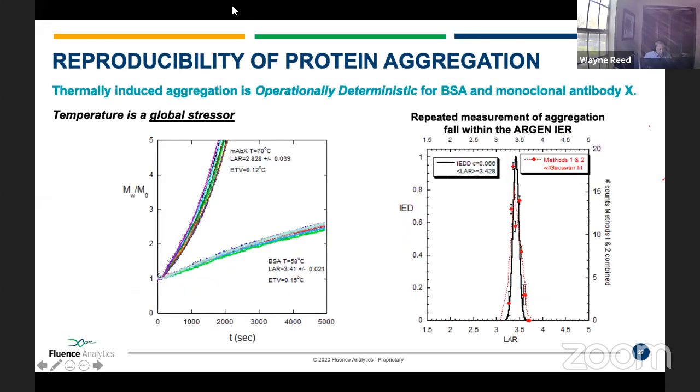There we do it. Okay. On the left-hand side, we're looking again at the normalized molecular weight as a function of time. The lower one is BSA at 58°C. The upper one is another monoclonal antibody at 70°C. What you can see is they're very tightly packed for each group. On the right-hand side, the black Gaussian again is the inherent instrument distribution. The results are summed up from, I think, 80 different measurements, and you can see the distribution does indeed fall on the width of the instrument. So within the limitations of the instrument, temperature aggregation for both of these proteins is deterministic and reproducible. It's not random.